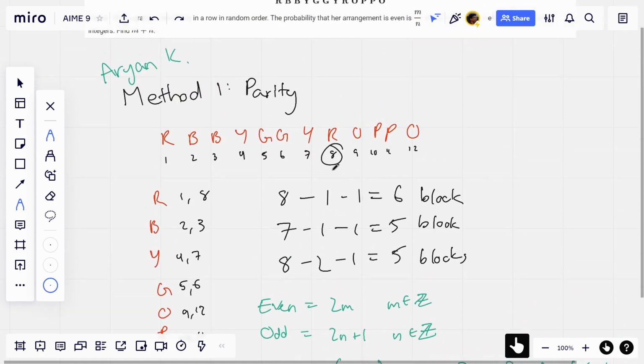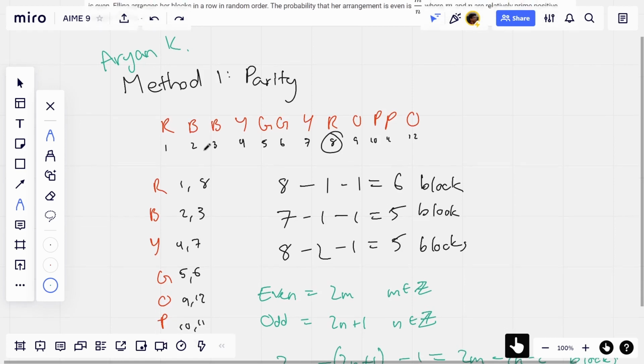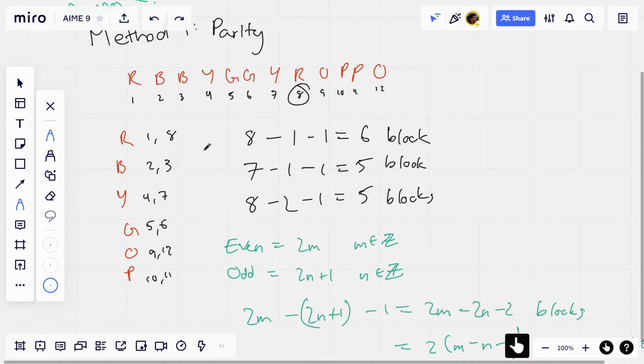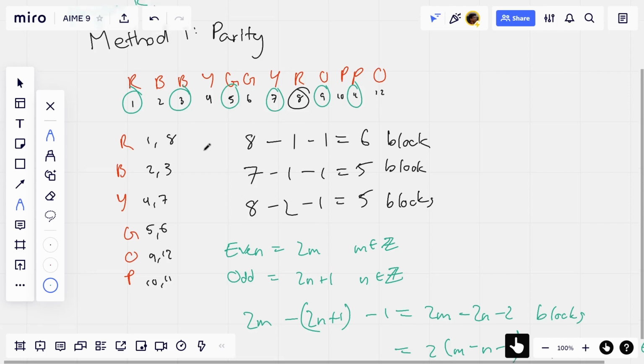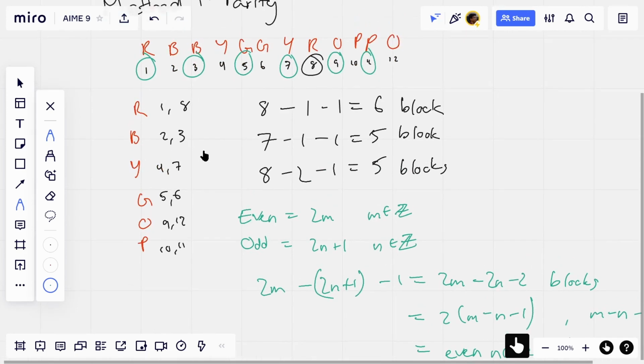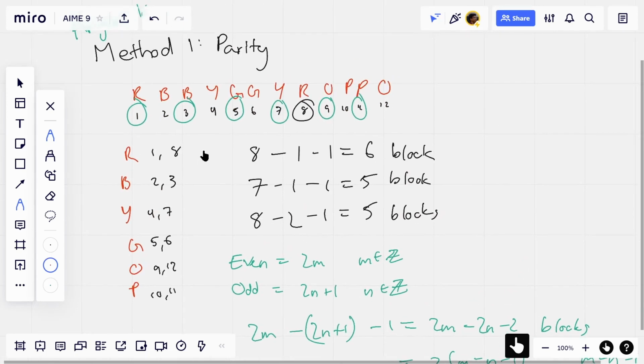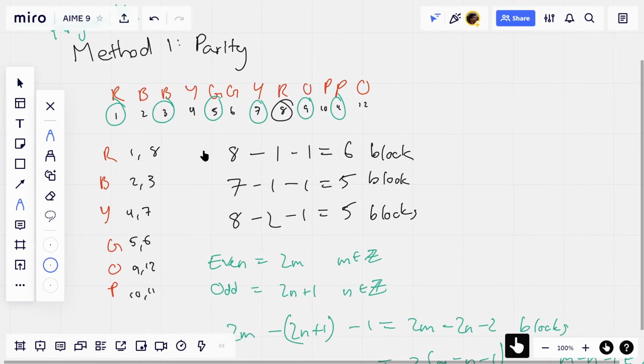So really, we can separate the odd positions and the even positions. Considering the odd positions, we have 6 odd positions, and we have 6 blocks that we need to fill in those odd positions. So that's going to give us 6 factorial ways to fill in those colors.